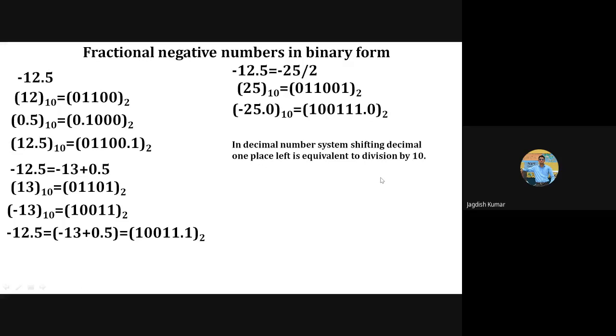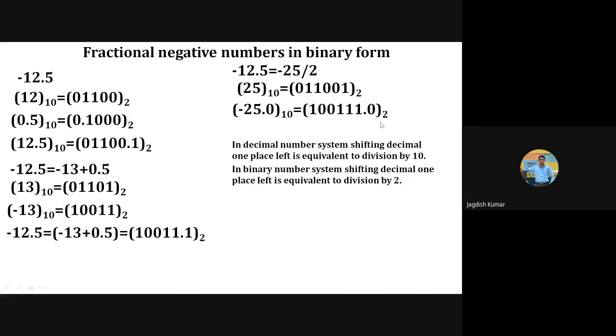What is the situation with the binary number system? If you shift, this is not the decimal point. So I'm sorry for writing it decimal here. In decimal number system, this point is called decimal point. In binary number system, it is called binary point. And in general, for any number system, the common name for this is the radix point.